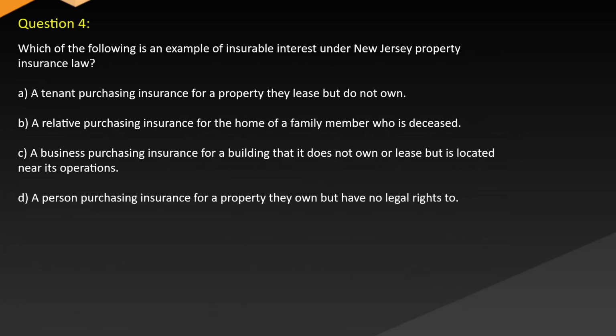Question 4. Which of the following is an example of insurable interest under New Jersey property insurance law? A. A tenant purchasing insurance for a property they lease but do not own. B. A relative purchasing insurance for the home of a family member who is deceased. C. A business purchasing insurance for a building that it does not own or lease but is located near its operations. D. A person purchasing insurance for a property they own but have no legal rights to.